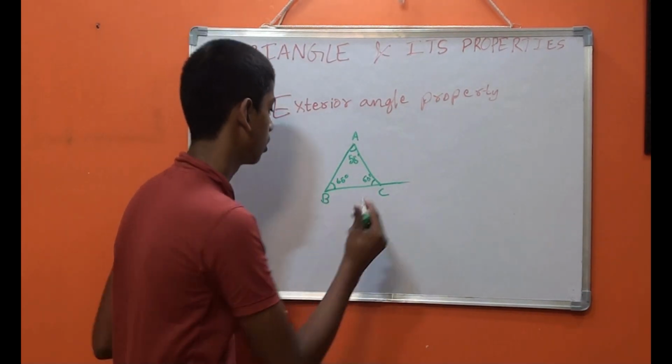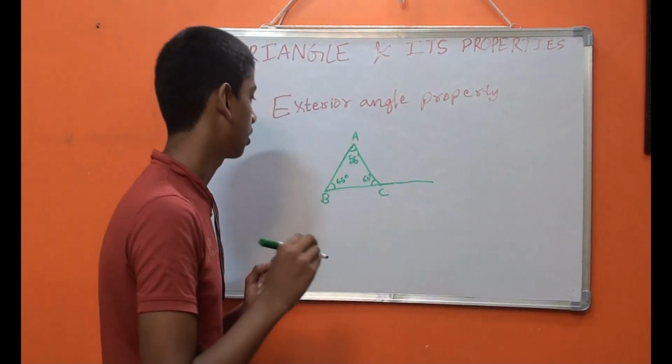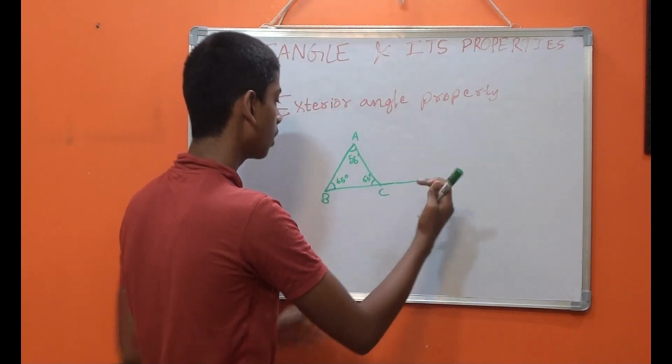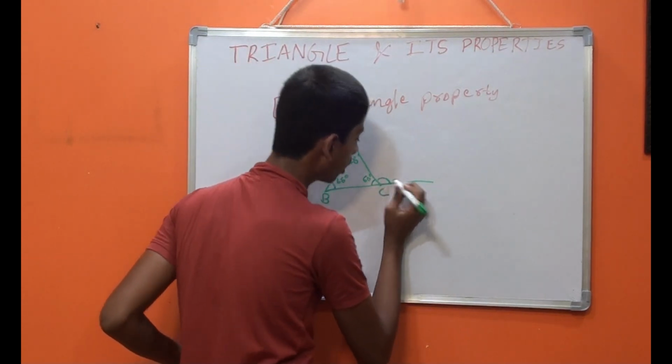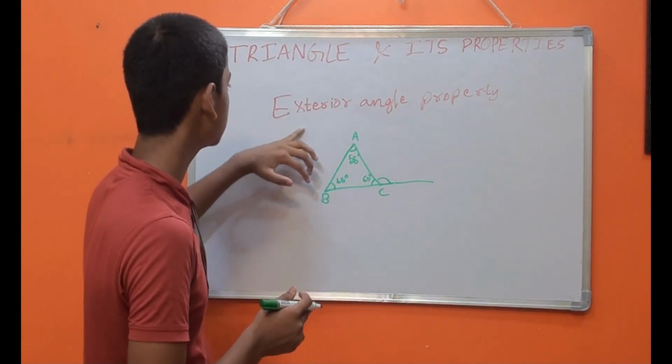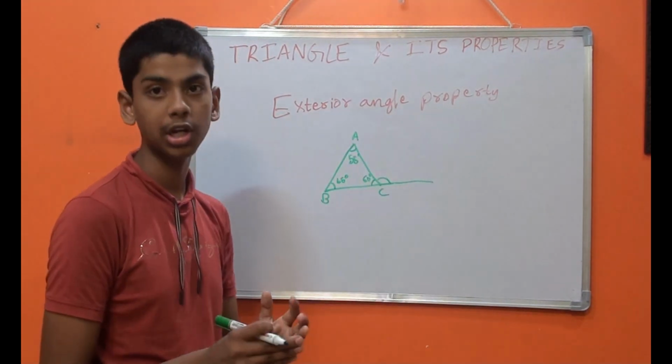Now here, we have extended this angle. So now we have extended this line segment. Now here there would be an angle formed, and we have to find out the angle. This is when the exterior angle property comes.